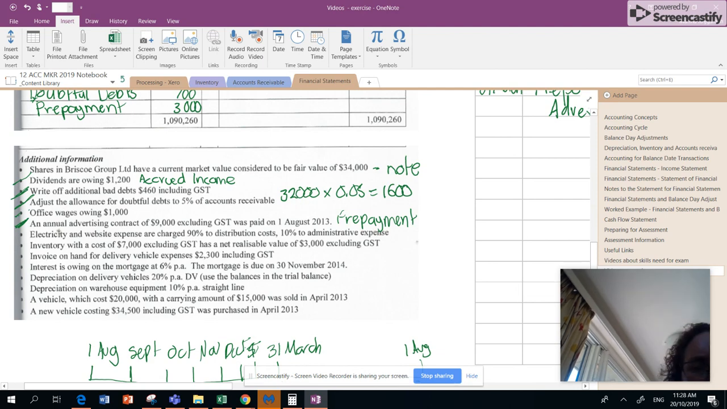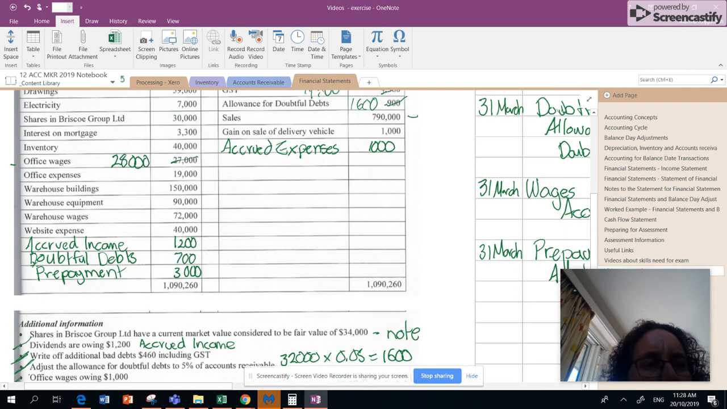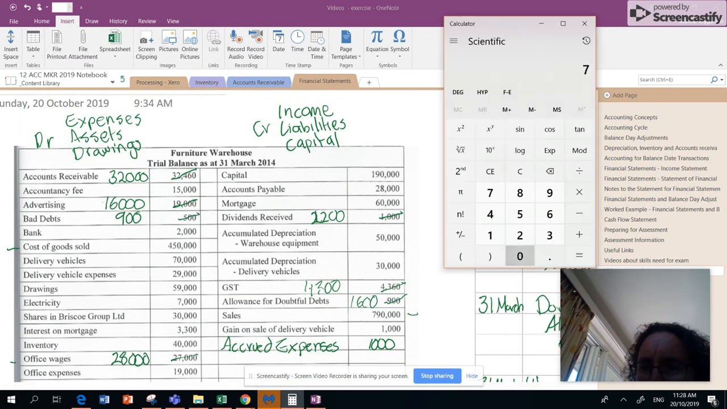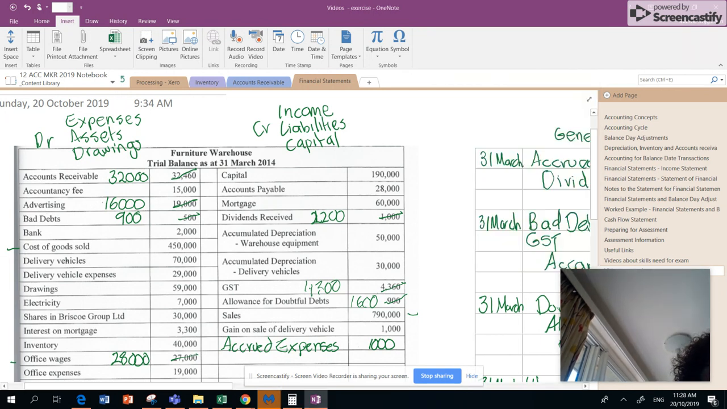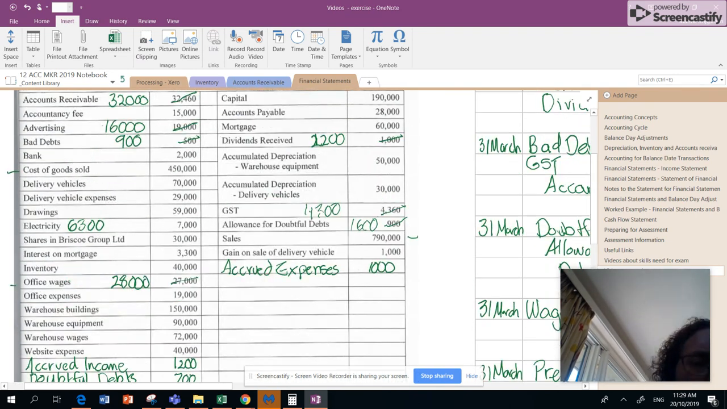Right, next part. We've got electricity and website expenses are charged 90% to distribution costs and 10% to administrative. So we don't need to do a journal entry for that. It just means that when we do our income statement, we're going to split them. So if we go to electricity, so it's the 7,000 times by 0.9, so 6,300 is going to distribution costs, and the other 700 is going to go to our administrative expenses.